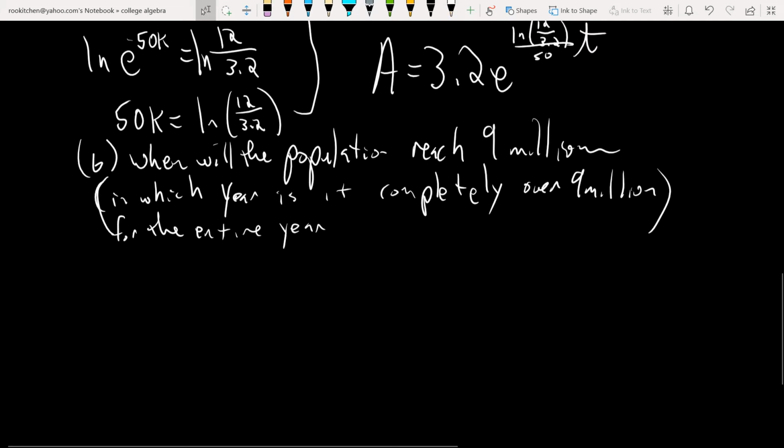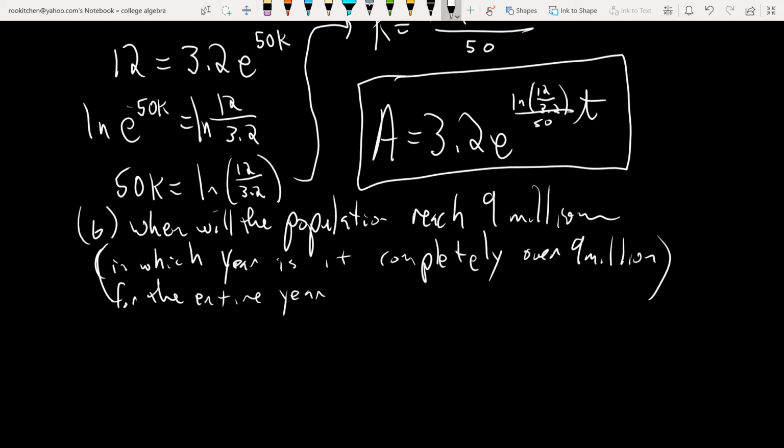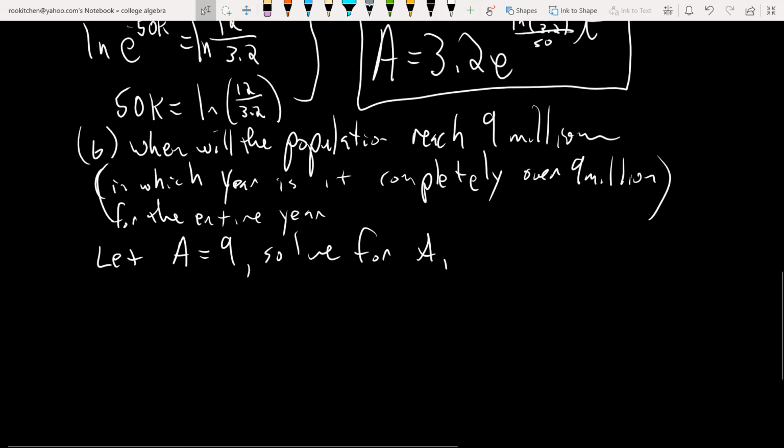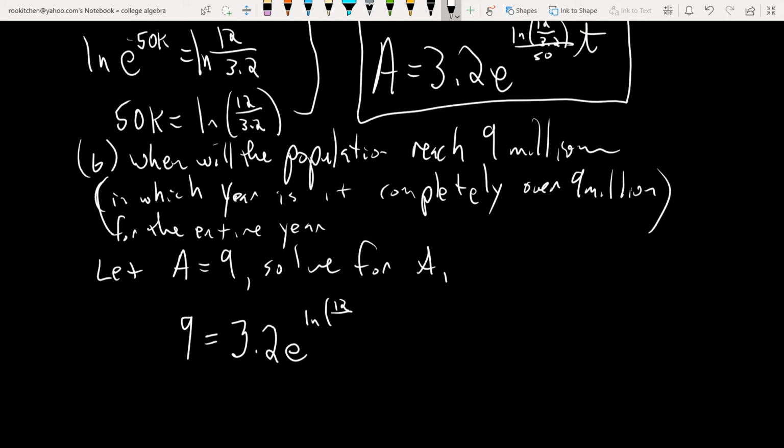So you take our formula that we've constructed using all that data from our researchers, and you're going to let A equal 9 million. So let big A equal 9 and solve for t. This is kind of the standard song, if you will, that these problems have you go through. You'll solve out for the unknowns, and then you'll have a complete mathematical model that you'll use to answer some supplementary questions.